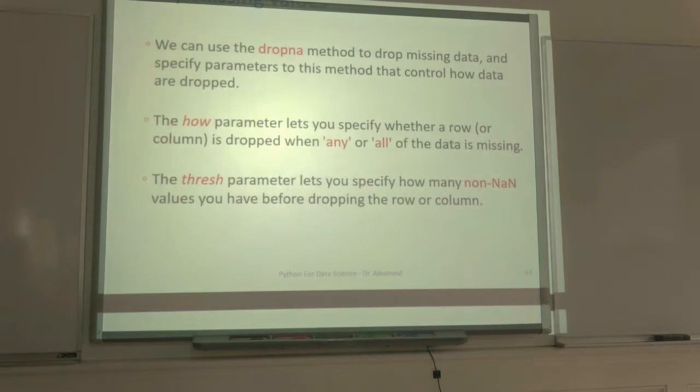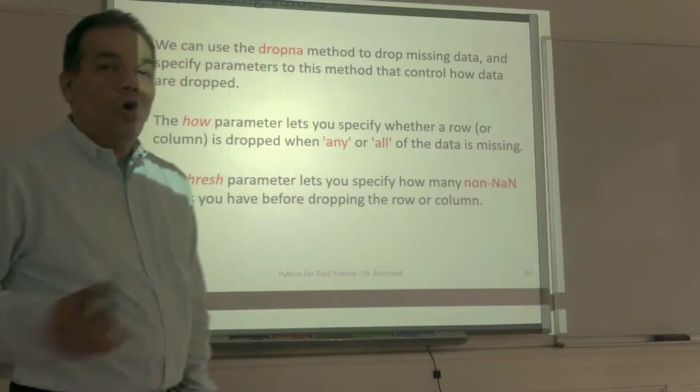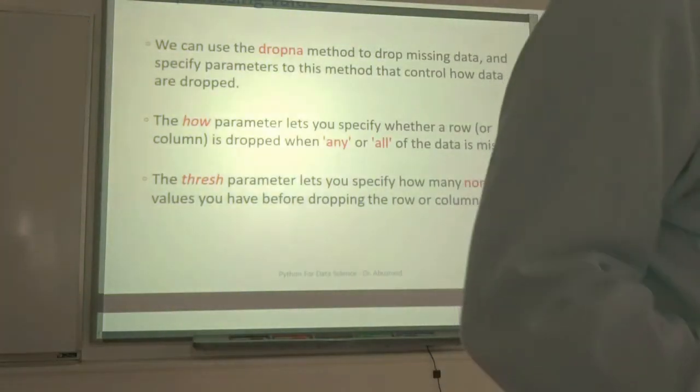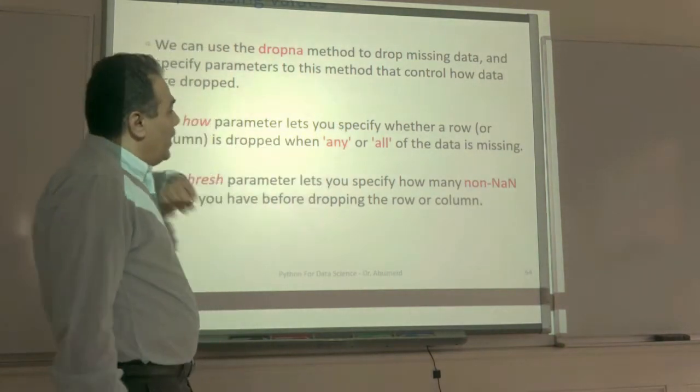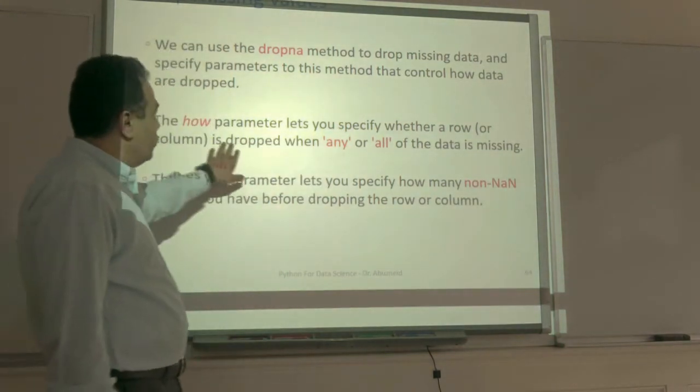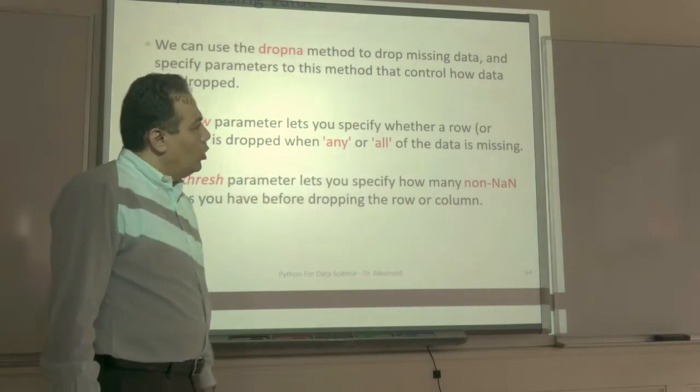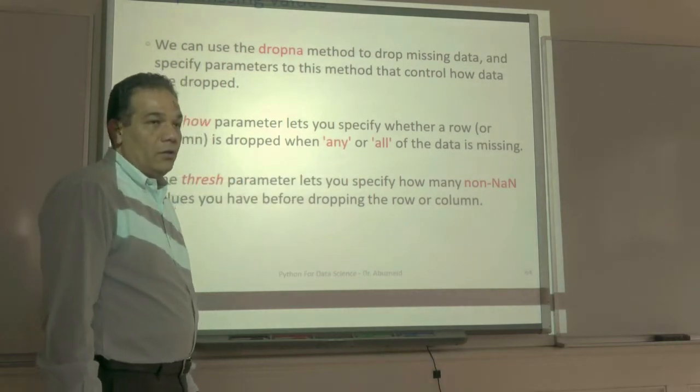All right. And there is also dropping missing values. We can use the dropna method to drop missing data and specify parameters to this method that control how you drop. Now, what are you going to drop? The whole row, or the whole column? So you have to specify, right? The how parameter lets you specify whether a row or a column is dropped when any or all of the data is missing. Just control it.